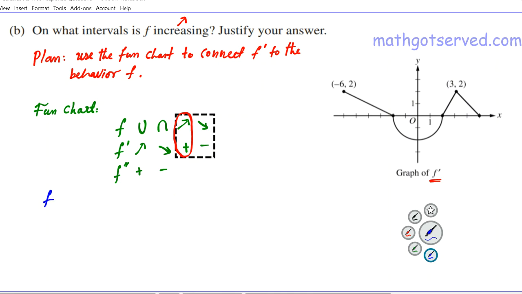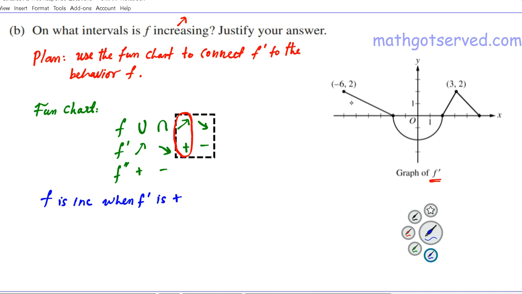f is increasing. I wrote is twice. f is increasing when what? When its derivative f prime is positive. Okay, so let's look at this graph and assign sign values to the different parts of the graph, and then focus our attention on where it's positive. On those intervals, that's where f is going to be increasing.